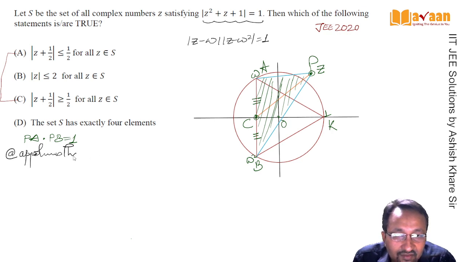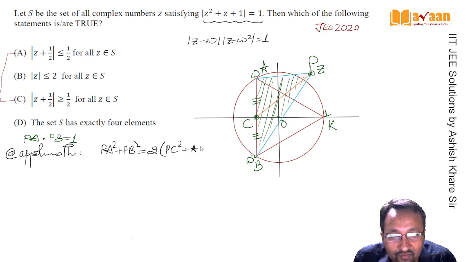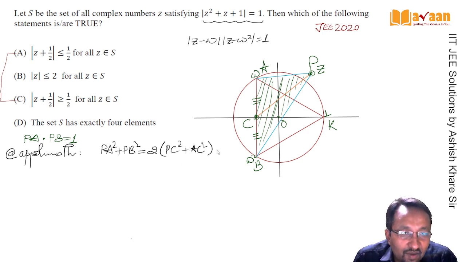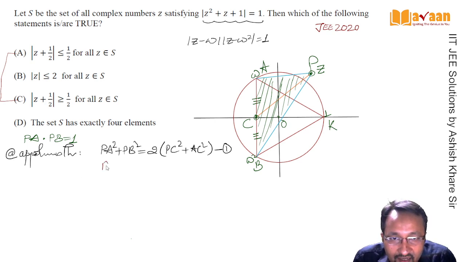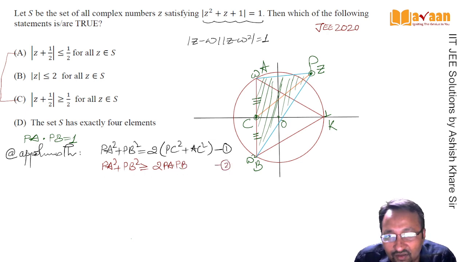You have done this in class 10th itself. The sum of the squares of the sides, PA square plus PB square, is twice the median square, PC square, plus half of the third side square, AC square or BC square, whichever way you call it. So this is my first result that I will use. The second one: PA square plus PB square is always greater than or equal to twice PA PB. You call it arithmetic mean greater than or equal to geometric mean, or the perfect squares, whichever way.